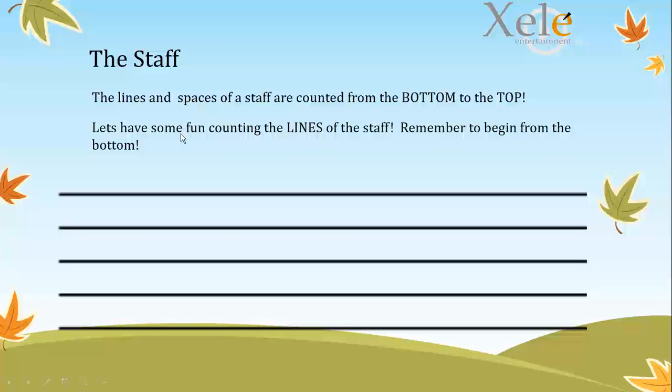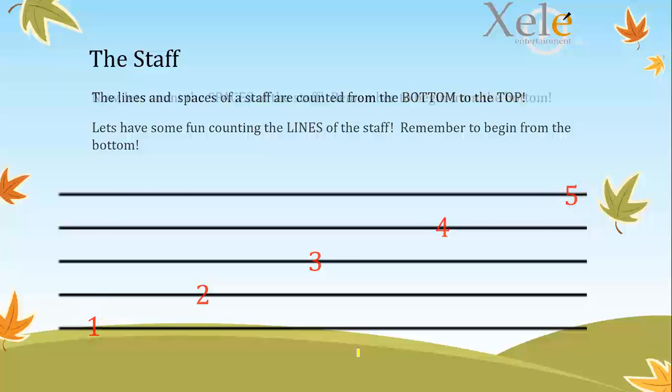Good job, well done. Now the lines and spaces of a staff are counted from the bottom to the top. We begin from the bottom and go all the way to the top. Let's have fun counting the lines of this staff. Again, remember to begin from the bottom. So there goes the first line. 1, 2, 3, 4, and 5. As you can see, we started from the bottom line here, 1, and then went up all the way to the top to have line 5 there, 5.